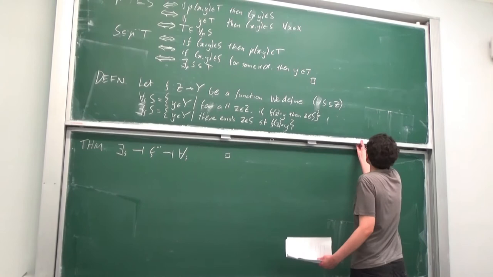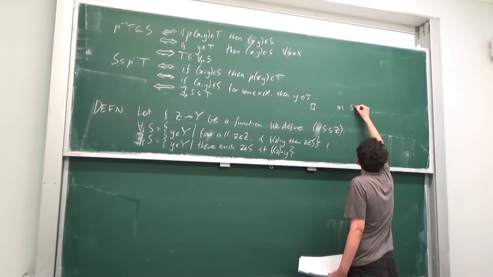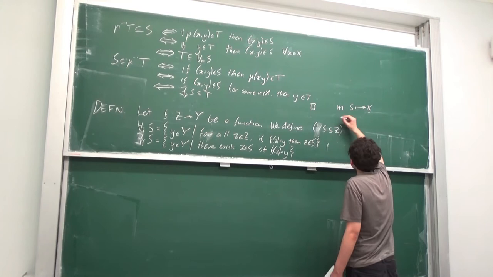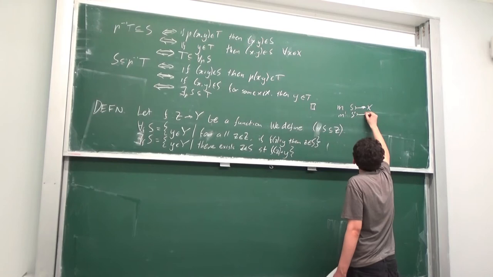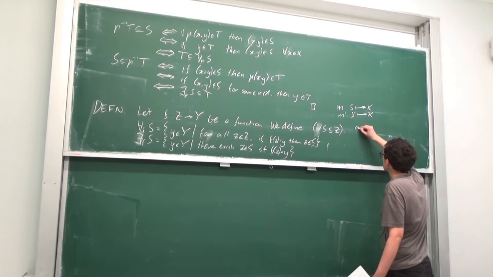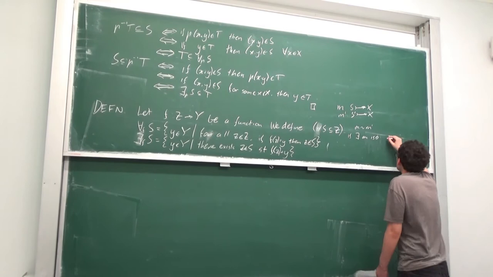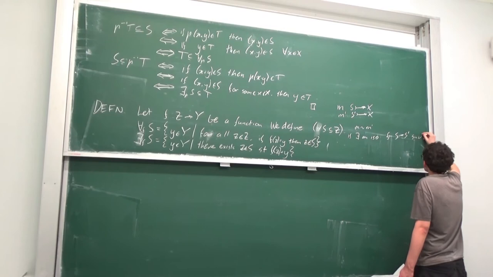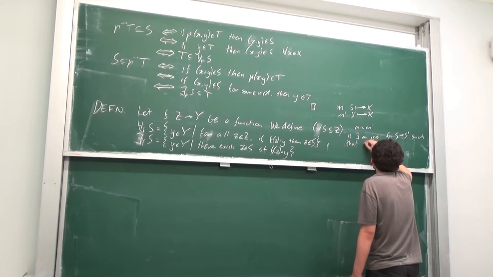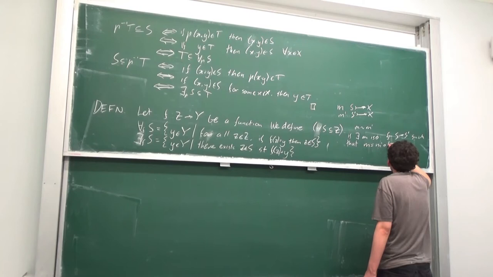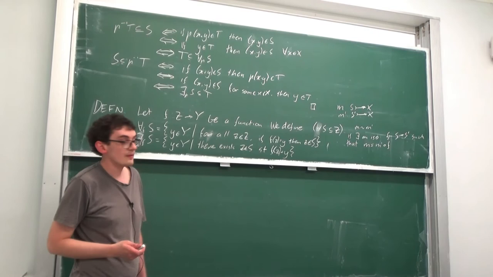So you've got m going from S to X, a subobject of X, and you've got m prime, which goes from S prime also into X. And you want to impose an equivalence relation where m is equivalent to m prime if there exists an iso f from S to S prime such that m equals m prime after f. So that's the set of the poset.